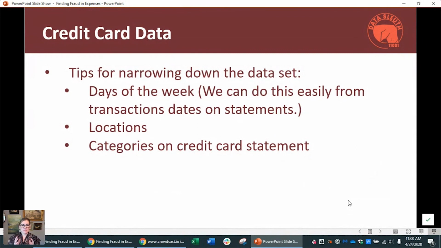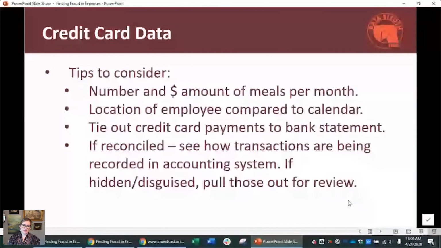You can also look at the locations that'll come across in your payee information. A lot of times it'll say, restaurant, Tulsa, Oklahoma. So we create a column of all the locations. Also, some credit card statements have the various categories, and so then that's helpful. We also like to look at the number, like do a count or a dollar amount of meals per month, because that seems to be one of the most abused things on a credit card. We also like to look at the location of an employee compared to the calendar. So that's why that location column is really important.